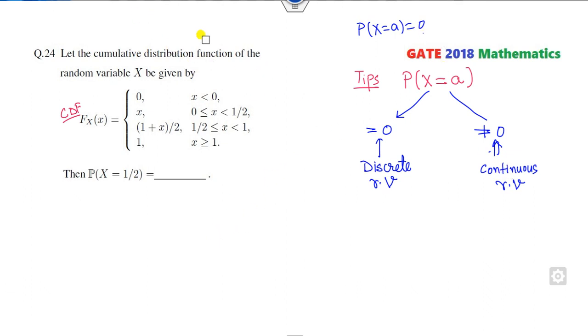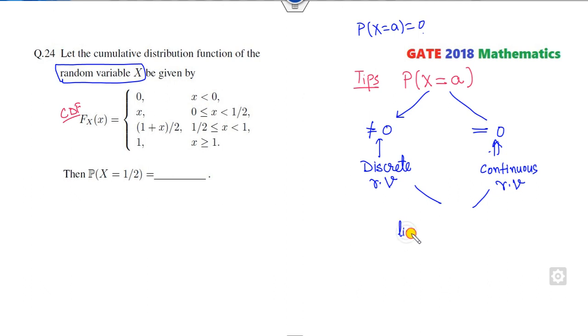Sorry, I reversed that. This is non-zero when it's a discrete random variable, and this is 0 when it is a continuous random variable. Now look at that, whether it is given to you that it's discrete or continuous. It is not given to you. Fine. Now how do you check whether it's discrete or continuous?